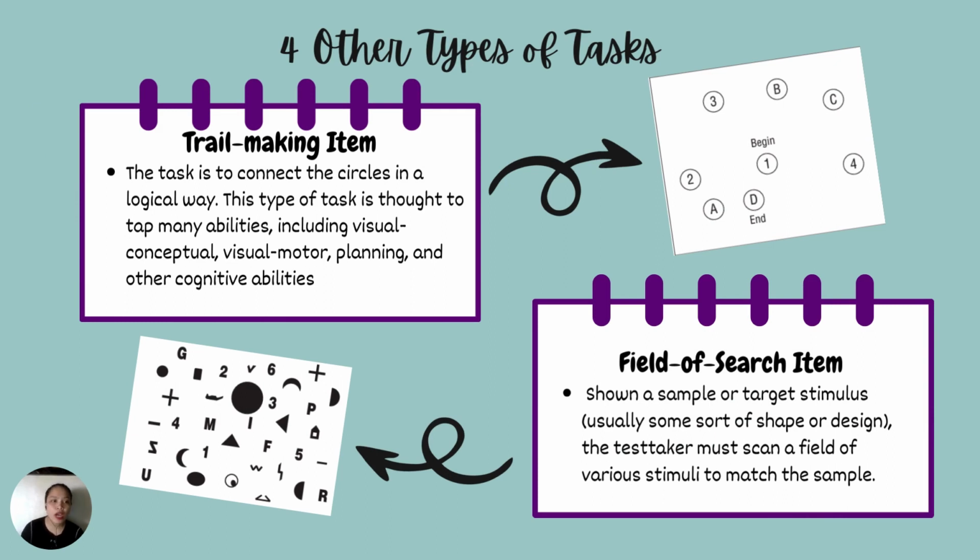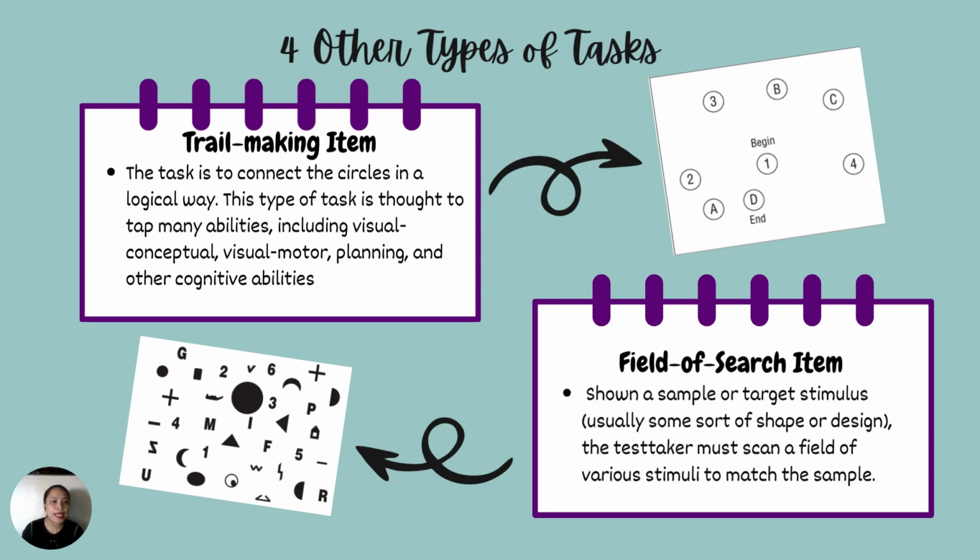Moreover, there are four other types of tasks that may be used in neuropsychological assessment. The first one is the trail making item. The task is to connect the circles in a logical way. This type of task is thought to tap many abilities, including visual conceptual, visual motor, planning, and other cognitive abilities.